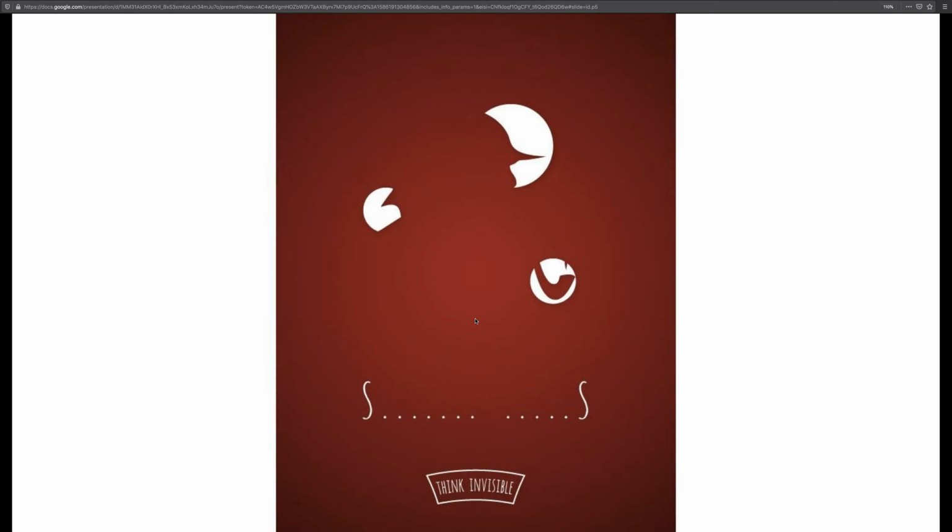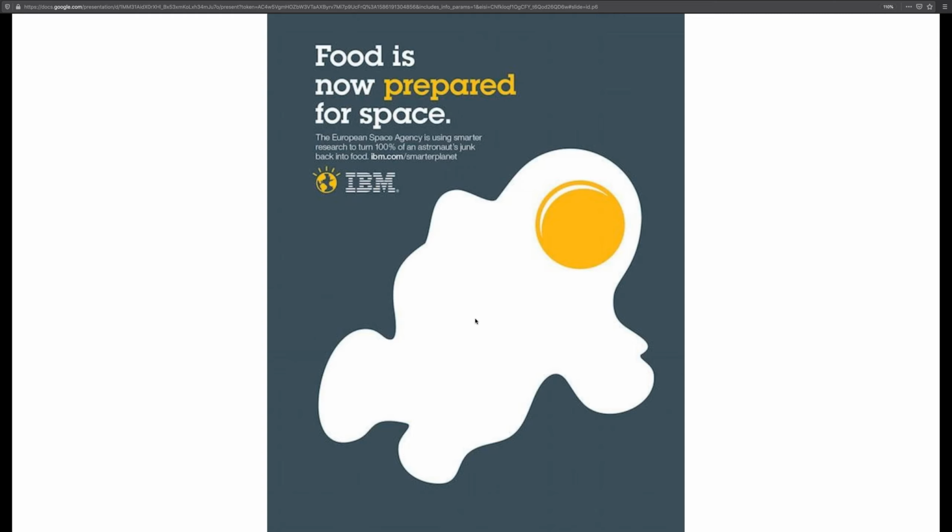You do not need to put any text in here, but this is about how food is prepared for space. So yes, it looks like a floating astronaut, but it also looks like a fried egg, right? So what can something look like? And to me, this is very big.